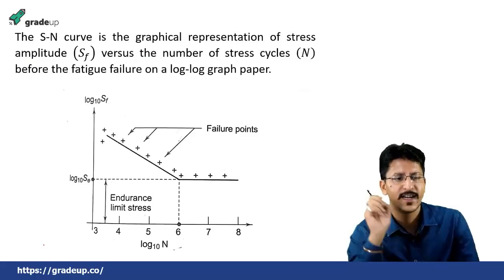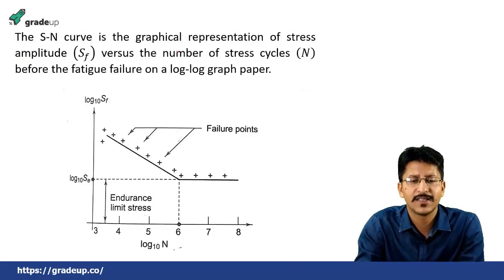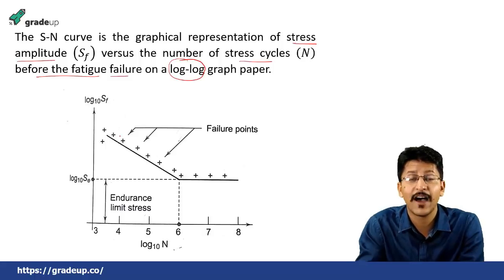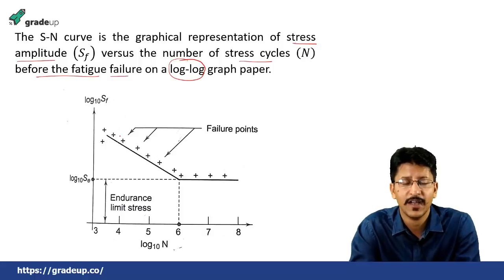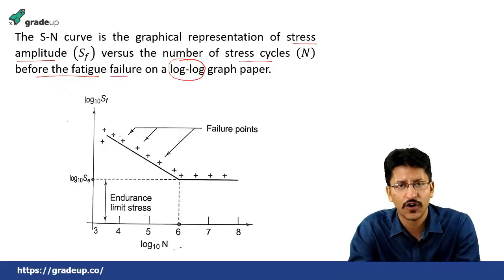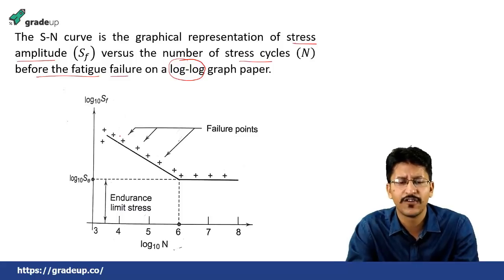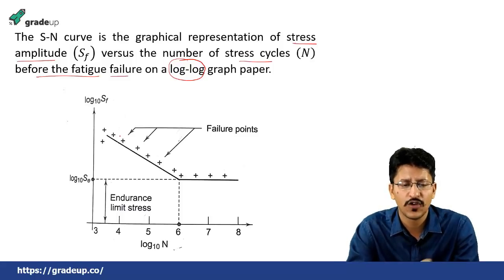So what is that SN diagram? The SN curve is the graphical representation of stress amplitude versus the number of stress cycles before the fatigue failure on a log graph paper. This graph paper is not a simple graph paper. This is a log graph paper. Being an engineer, you might be aware of what a log graph paper is. If you are not, just go to Google and search what a log graph paper is and how it is different from a normal graph paper. You will see this.